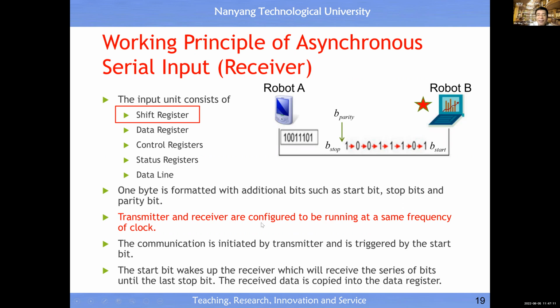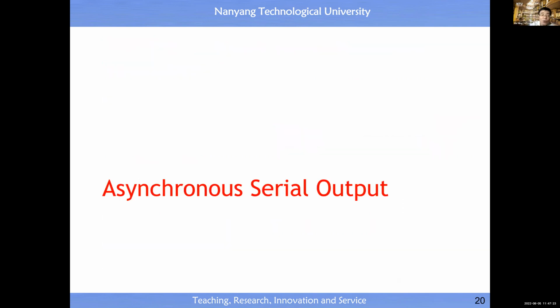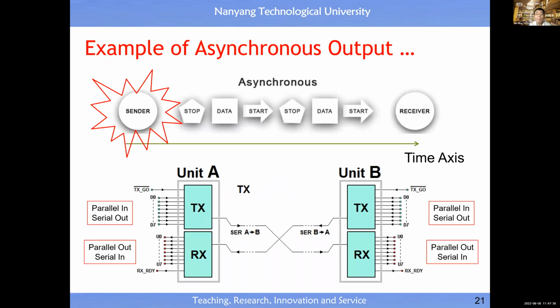By default, both sides must be configured to run at the same frequency. That is implicit. This is to achieve synchronization of communication at the bit level. Then our concern is synchronization at the byte level. With this background knowledge, you immediately understand the output operation for asynchronous communication. Now you have a sender, which first sends out the start bit, then the data bits, then a stop bit. For the next byte, it sends out the start bit, then the data bits, then the stop bit, etc.